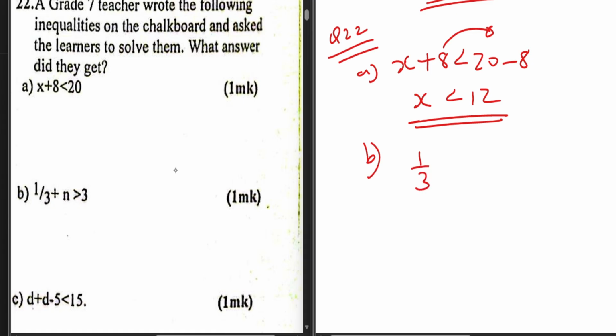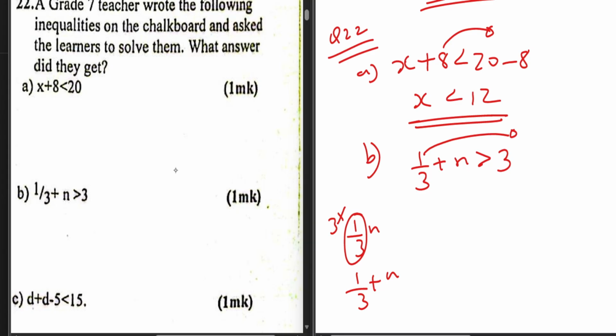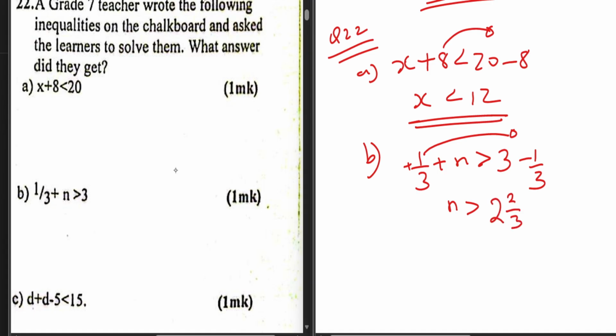Again, the second question, a third plus n less than 3. So put the third to the other side, and remember this and this are different. Now for you to remove the third, you need to multiply by its reciprocal, but for this one you need to migrate the a third to the other side, and therefore it's going to be minus a third. So this is positive a third, right here is going to be minus a third. So n is greater than 3 minus a third. If you remove a third from 3, it's going to give you 2 over 3. This is something that you should know.